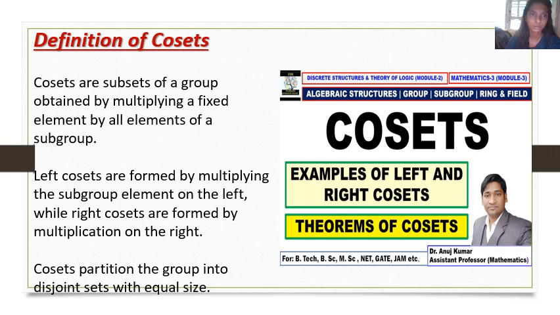Next is the definition of coset. Cosets are subsets of a group obtained by multiplying a fixed element by all elements of a subgroup. Left cosets are formed by multiplying the subgroup element on the left, while right cosets are formed by multiplication on the right. Cosets partition the group into disjoint sets with equal size. So this is the definition of cosets.